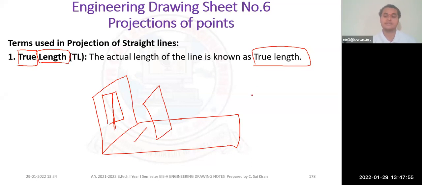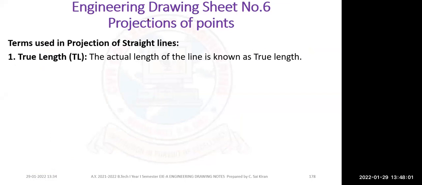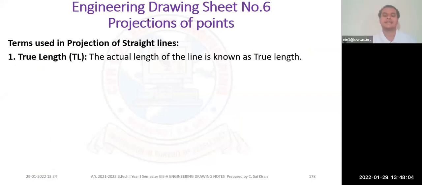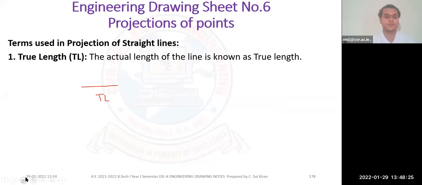But sometimes, whenever I give the line an inclination, you can't see the true length. The line will be reduced. So the length of the line will either be true length or less than true length. It will be equal to true length or less than true length whenever a line is projected. Okay, those things you have to understand.